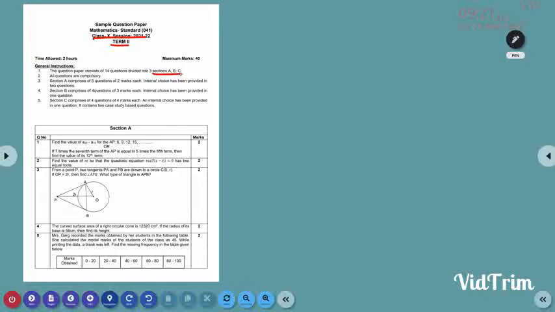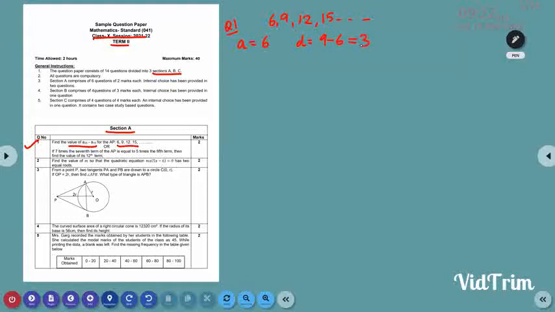The statement is: find the value of A25 minus A15 for the AP 6, 9, 12, 15 and so on. Now the first term of this AP, A, is equal to 6. So let us write A equals 6, and the common difference D will be equal to 9 minus 6, which is 3. So for this AP, the value of A is 6 and the value of D is 3.